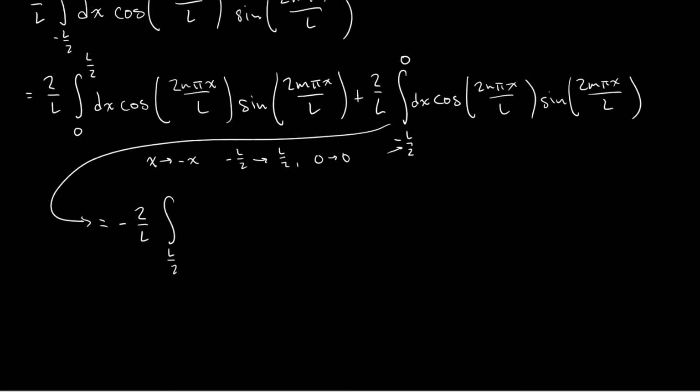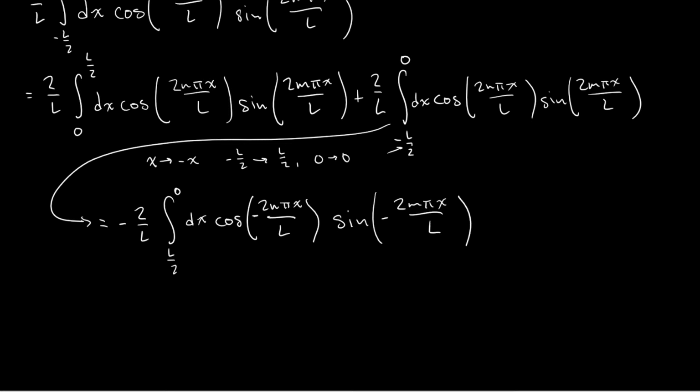Integral from L over 2 to 0 dx cosine of 2n pi x over L times sine of minus 2m pi x over L. Now, I can flip the bounds, so instead of going from L over 2 to 0, I go from 0 to L over 2. When I do that, I get an overall minus sign. So we'll just erase this minus sign, erase these bounds. This gives me 0 to L over 2, but positive.